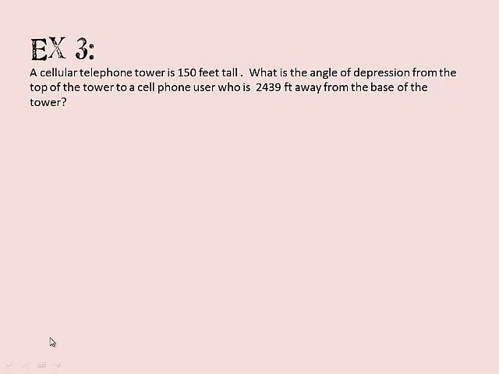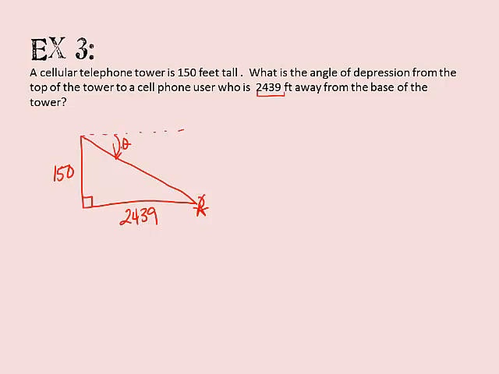All right, so a cellular telephone tower is 150 feet tall. We know it's going to be a right triangle because that's what we're doing. What's the angle of depression from the top of the tower to the cell phone user? That's down here. Who's 2,439 feet away from the base of the tower. So that's down here. So I'm looking for this angle right here, theta, looking down. Remember that theta is outside my triangle, but I can put it inside in the opposite corner.